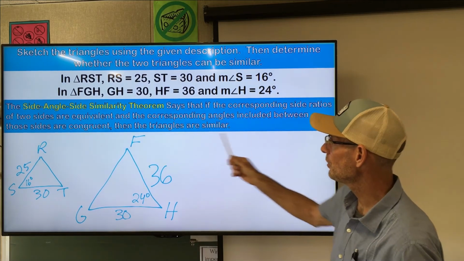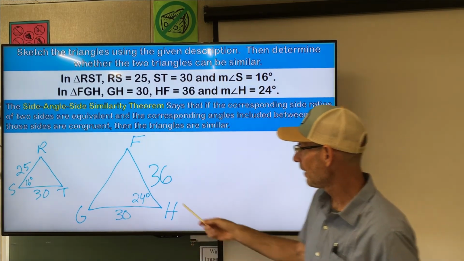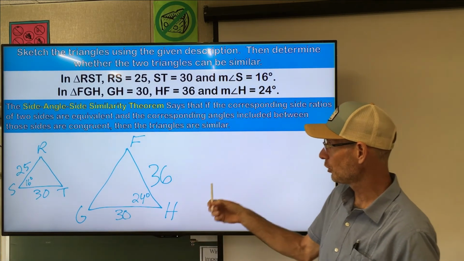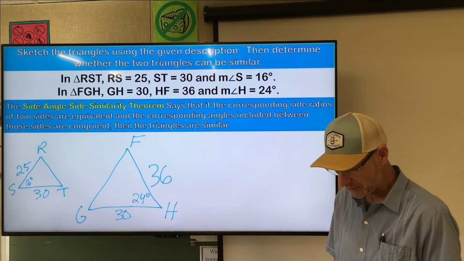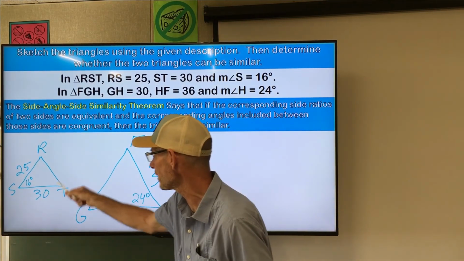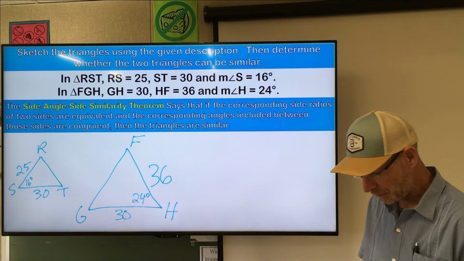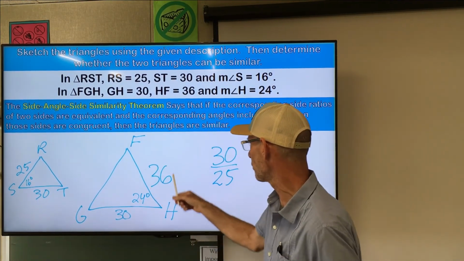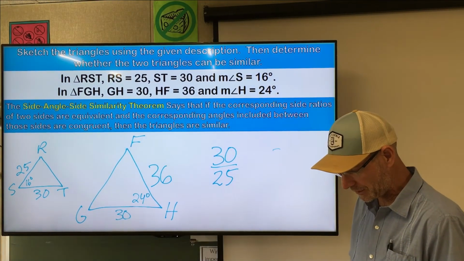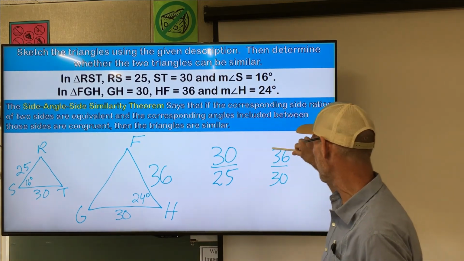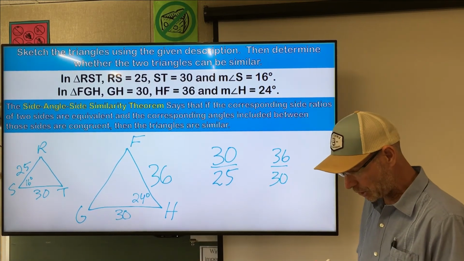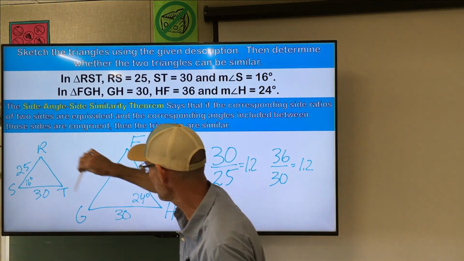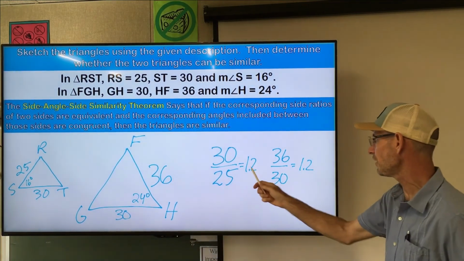So on this problem, I'm going to use the side angle side similarity theorem, which says if you have two angles that are equal, and the sides of those angles are making ratios that are the same, then these two triangles are similar. So to start out with, I'm going to check the ratios of the sides. In this triangle, the shorter side is 25, and in this triangle, the shorter side is 30. So I'm going to write a ratio 30 over 25. And then the longer sides are 30 and 36. Since I'm going large over small, I'm going to put 36 over 30. If I change both of these into a decimal, that's 1.2 and 1.2. So when I match up 30 over 25 and 36 over 30, those are equivalent ratios. They both come out to 1.2.